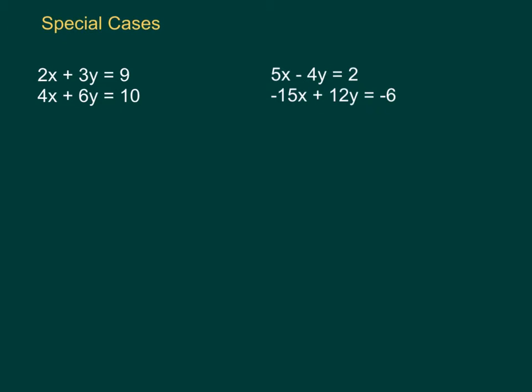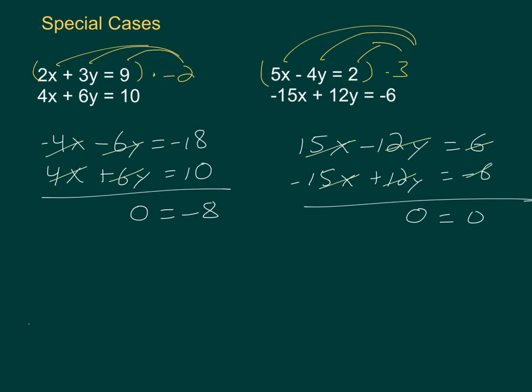All right, how'd you do? All right, so when we do this, and you could have done each one of them slightly different, but this is probably the easiest approach. With the first one, I ended up getting 0 equals negative 8. And for the second one, I get 0 equals 0.